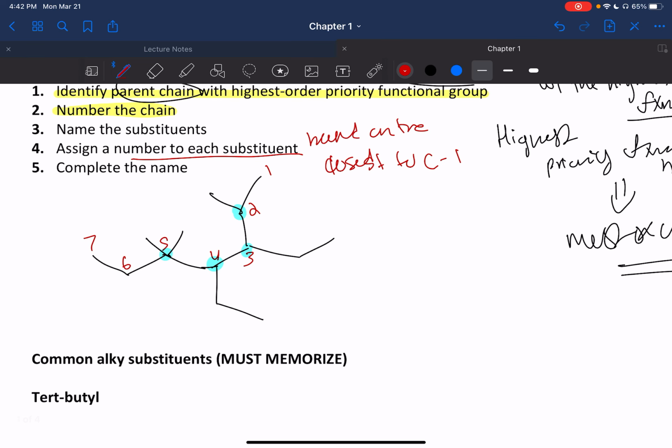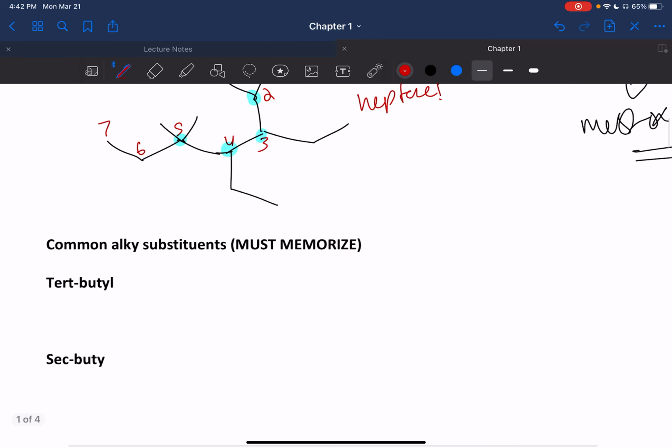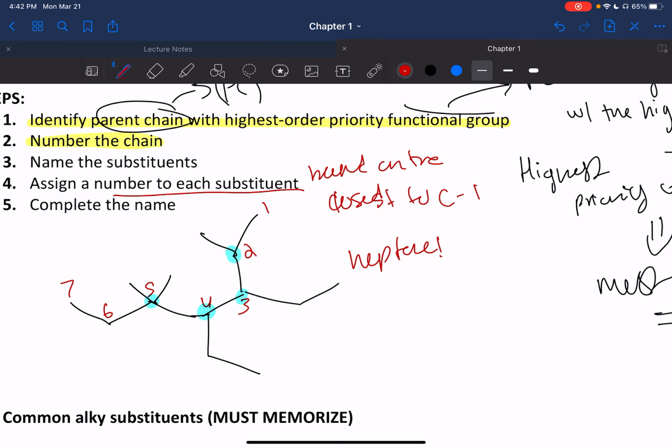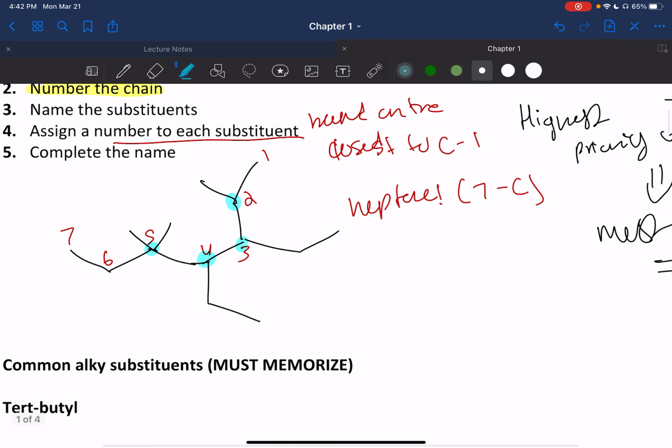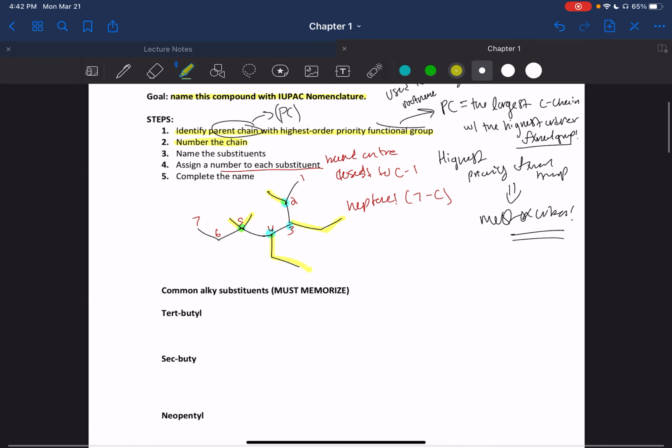So we still have a 7 straight chain, so this is heptane. You should already know what your root names would be. That's not something I should have to tell you. It's a heptane because it has 7 carbons. Now how many substituents do we also have? We have 1, 2, 3, 4. So now we have to name the substituents.